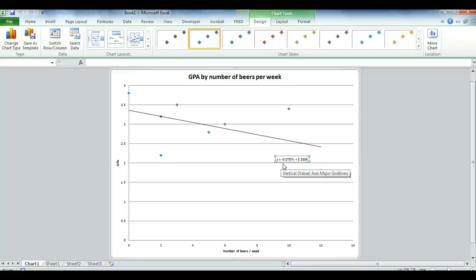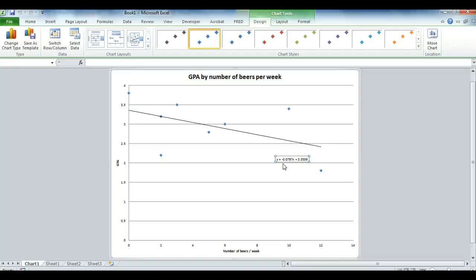In y equals mx plus b, m is the slope, and in this case m is equal to negative 0.0787. Now what does that mean? Well, it's a prediction. X, remember, is what's on the x-axis. That's the number of beers. Y is GPA. So with this y equals mx plus b, we can actually predict, based on the number of beers people drink, what their GPA is going to be. In this case, you can say for each additional beer drunk per week, the GPA is going to go down by 0.0787. That's the prediction.